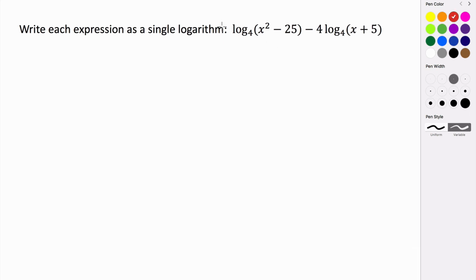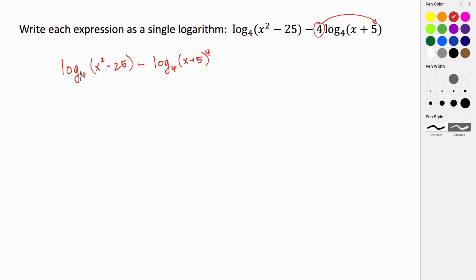So we see that there are no leading coefficients here, but there's a coefficient of 4 on this second log. This 4 can become an exponent on this quantity of x plus 5. So that's what I'm going to do first. So we have log base 4 of the quantity x squared minus 25, and then minus log base 4 of the quantity x plus 5, all of that now to the 4th power.